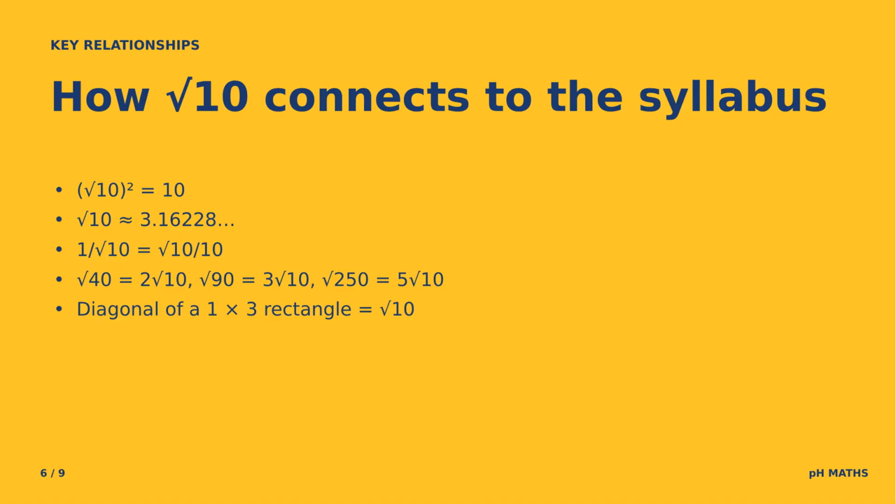Key relationships. Root 10 squared equals 10. Root 10 is roughly 3.16228. 1 over root 10 equals root 10 over 10. Surd simplifications: root 40 equals 2 root 10. Root 90 equals 3 root 10. Root 250 equals 5 root 10. And the diagonal of a 1 by 3 rectangle, by Pythagoras, equals root 10, since 1 squared plus 3 squared equals 10.